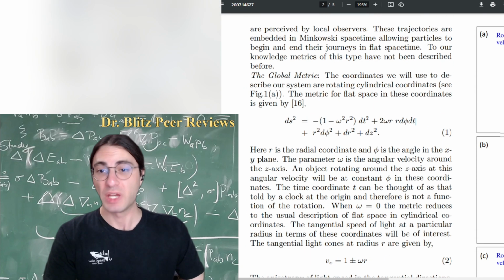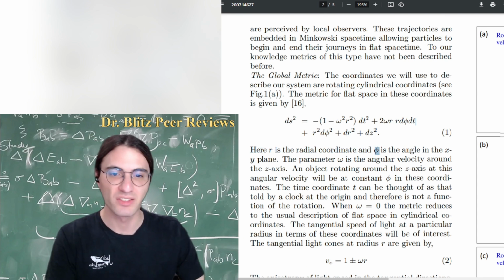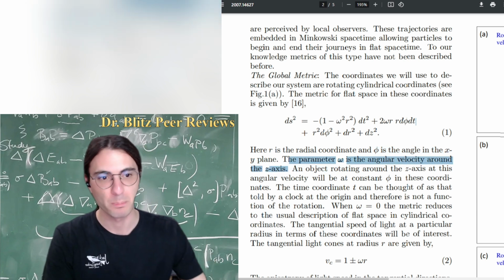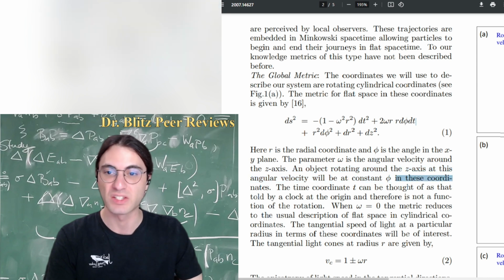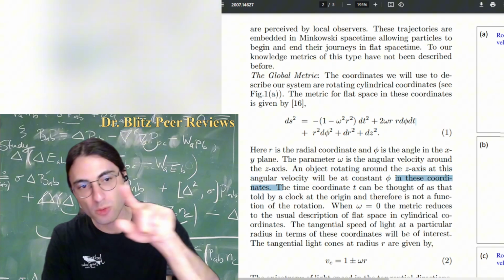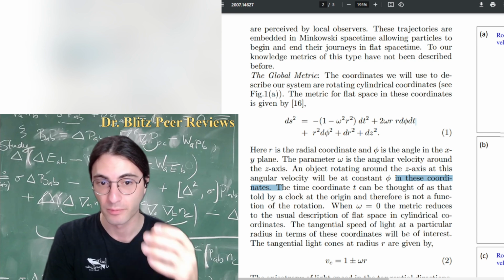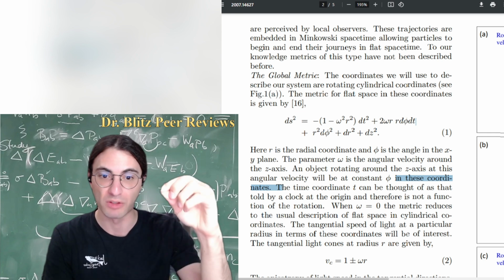They even describe it here. r is the radial coordinate, so this is the coordinate that points out from the center. Theta is the angle in the xy plane. The parameter omega is the angular velocity around the z-axis. So this is the spinning, right? An object rotating around the z-axis at this angular velocity will be at a constant phi in these coordinates. So if you're already spinning around the z-axis at the angular velocity omega, then your phi coordinate will be fixed.